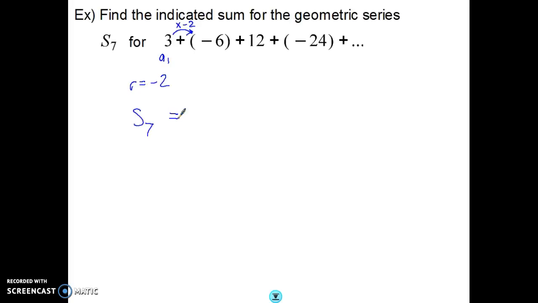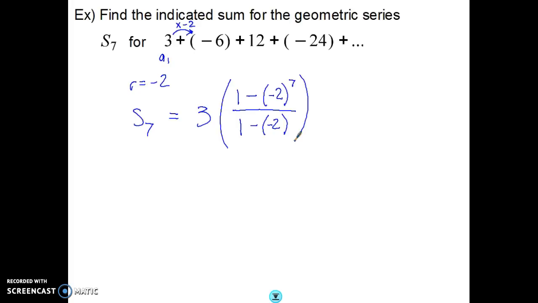A sub 1 is 3, so we'll fill that in. And then we're going to open up the big parentheses, and we have 1 minus -2 to the n, well, n is 7 in this case, over on the bottom 1 minus just -2. And now we've filled in all of the pieces. We can do a little bit of math here.